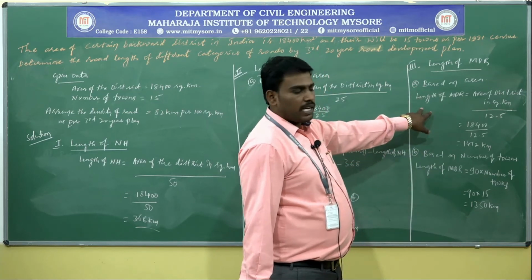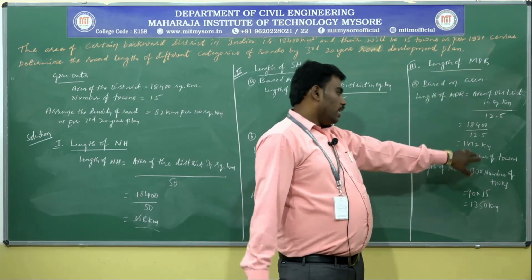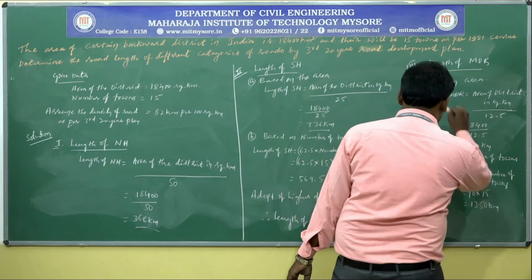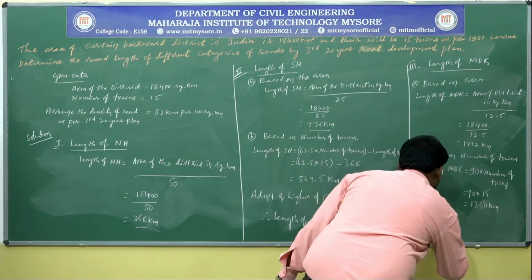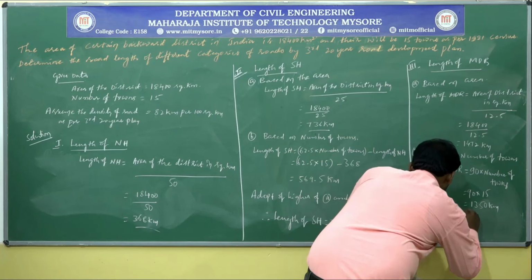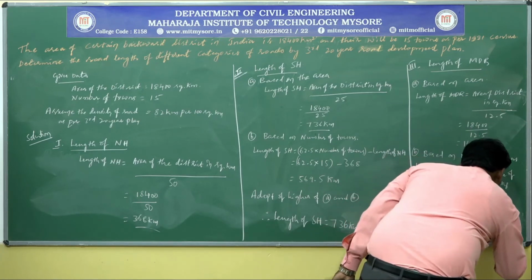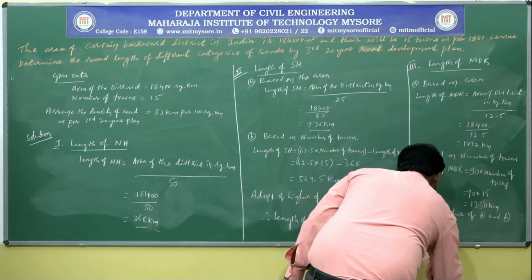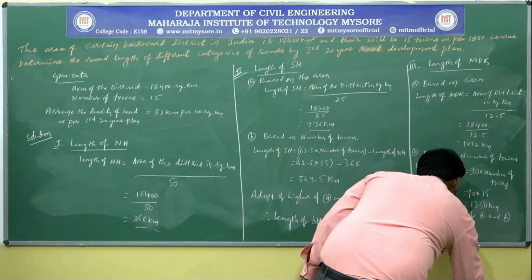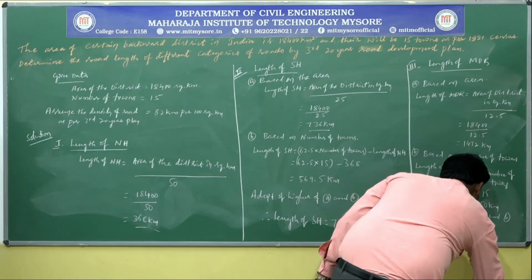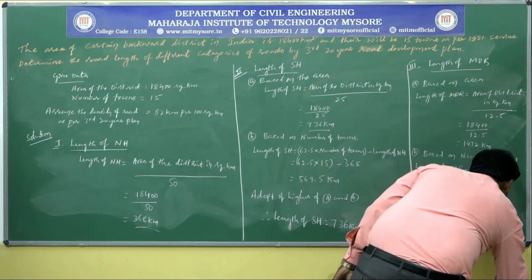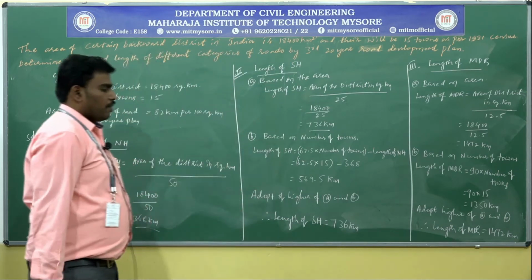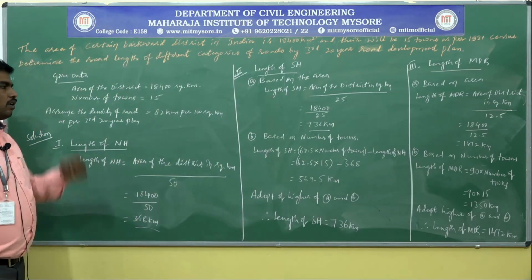Higher we get from relation A, this is based on the area, it is 1472 kilometer. Adopt higher of A and B, therefore length of MDR is equal to 1472 kilometer.